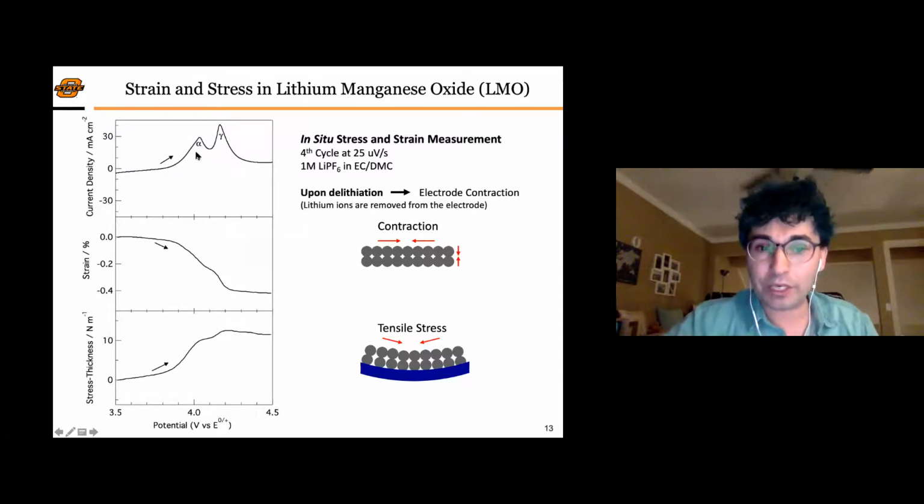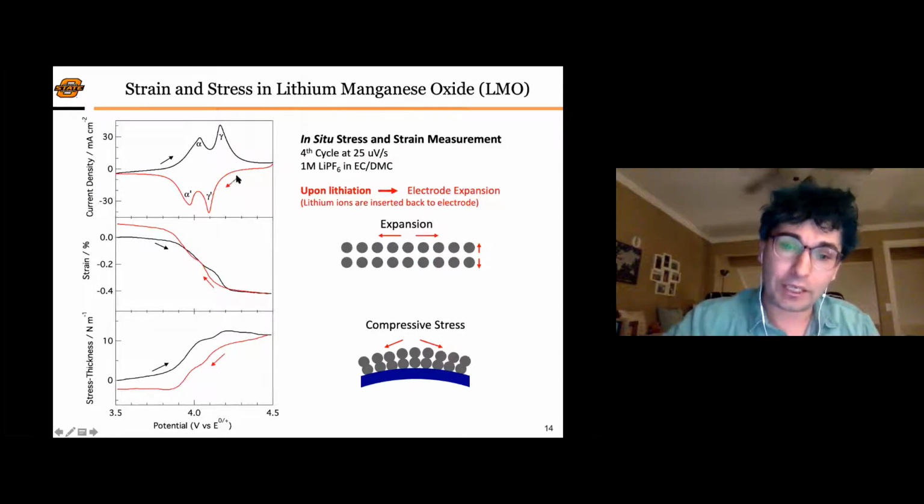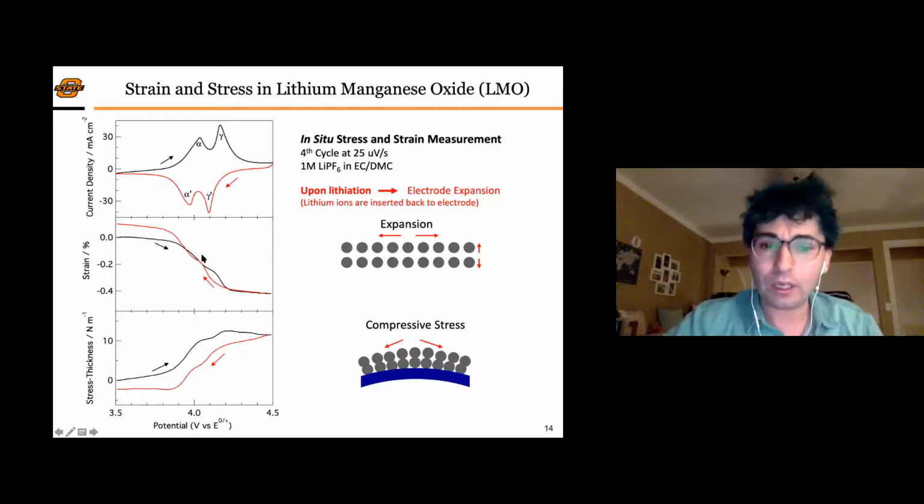As the lithium is being removed, there is a contraction in the volume, which creates tensile stress if the electrode is constrained by the substrate. And when we lithiate the electrode back by reducing the voltage, you see the two redox peaks associated, again, with the dilation ones.